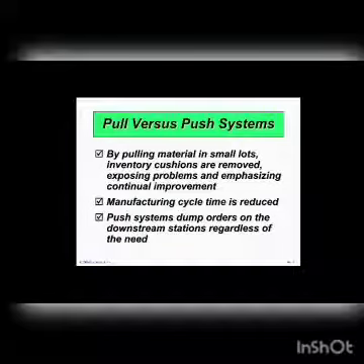Push systems dump orders on the downstream stations regardless of the need. Before getting the demand, push systems manufacture the product, so they dump orders on the downstream stations, whereas a pull system is more optimal.